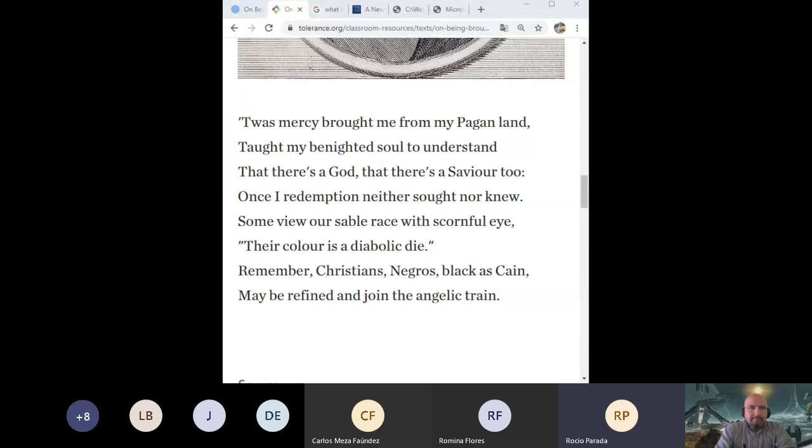So I think she's showing that she was saved somehow by this colonialism process. Very good point. Very good point.